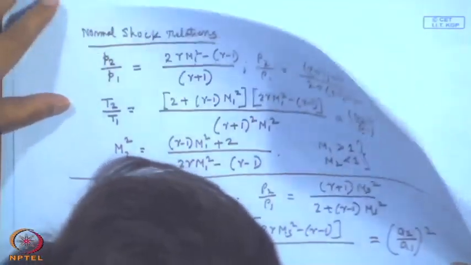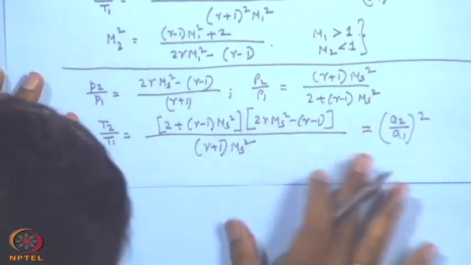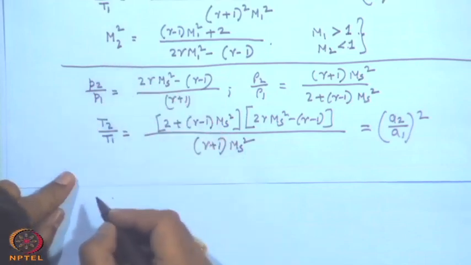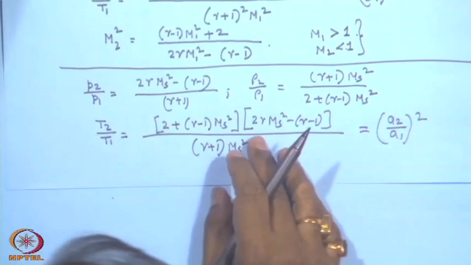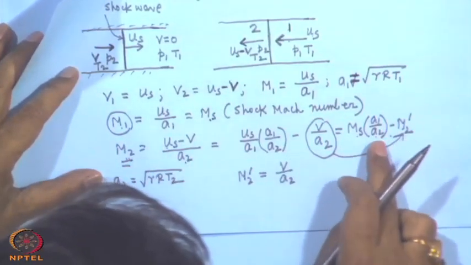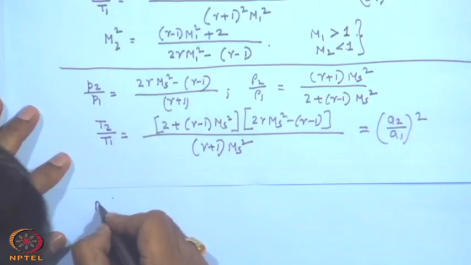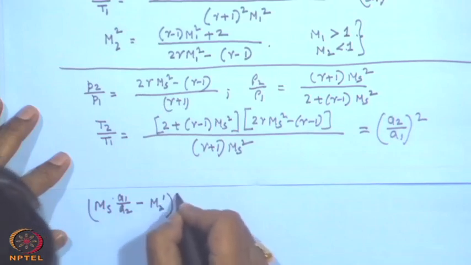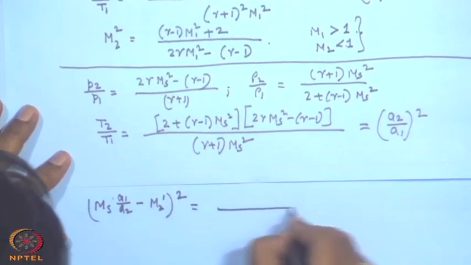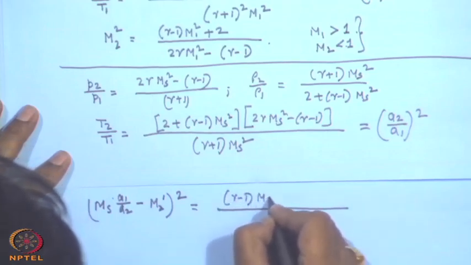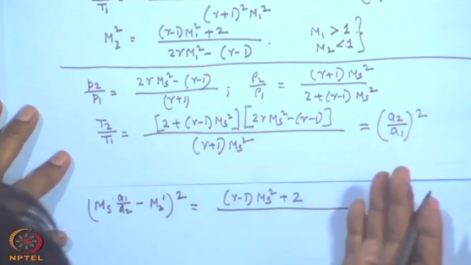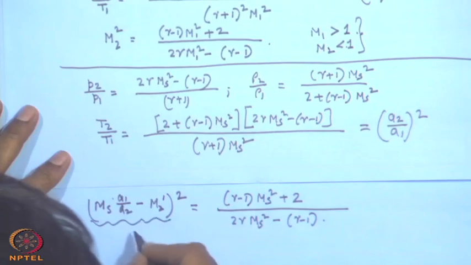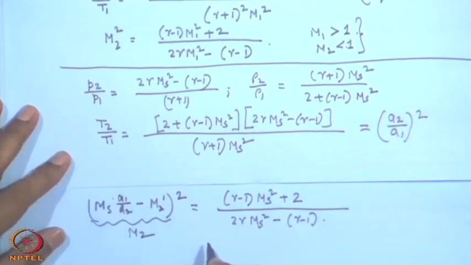Now, the M2 similarly has to be replaced. If you write the substitute equation for this, then what will be the equation? Instead of M2, we write here M2 is Ms, that in our earlier thing, M2 is Ms A1 A2 minus M2 dash, square. So, therefore, M2 square will be Ms A1 A2 minus M2 dash. This is the square, and that is equal to the same thing, just replacing the corresponding M1, M2, where 1, 2 are the upstream and downstream sections of the M1 square minus gamma minus 1. So, this is our M2 at the present moment, Ms A1 by A2 minus M2 dash.